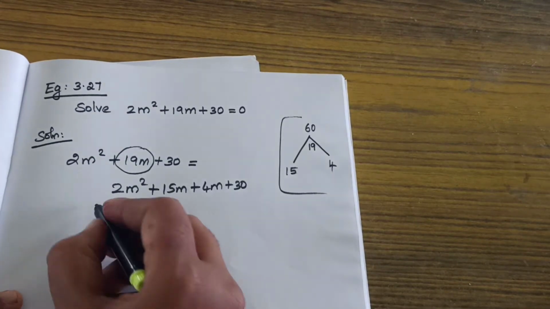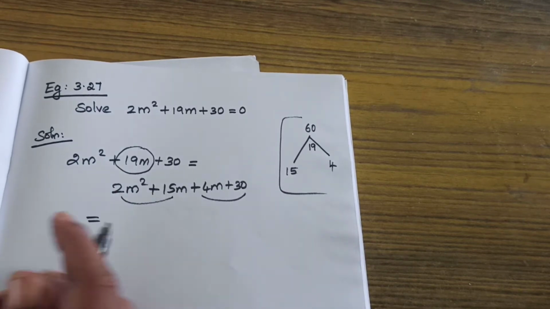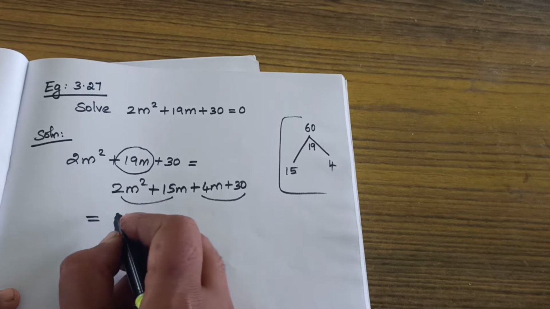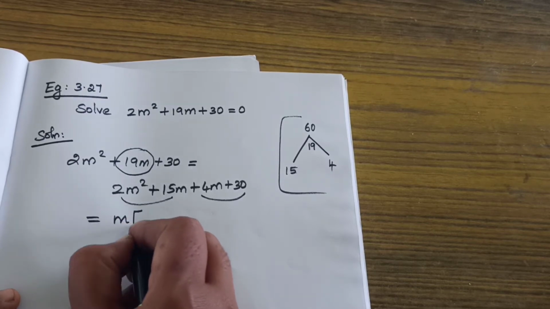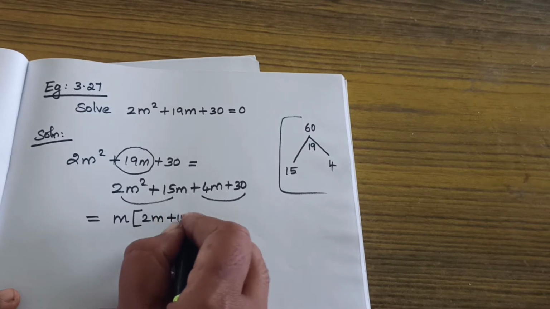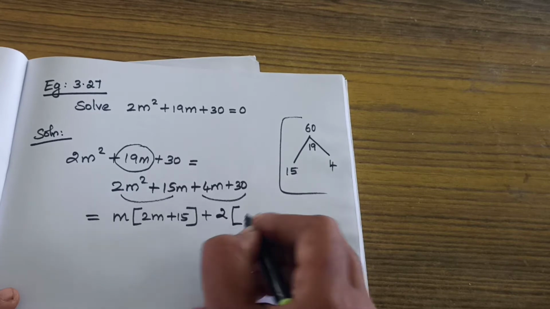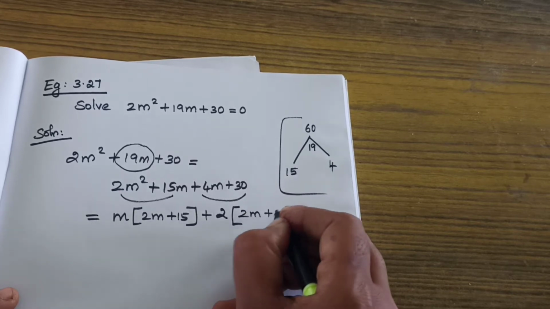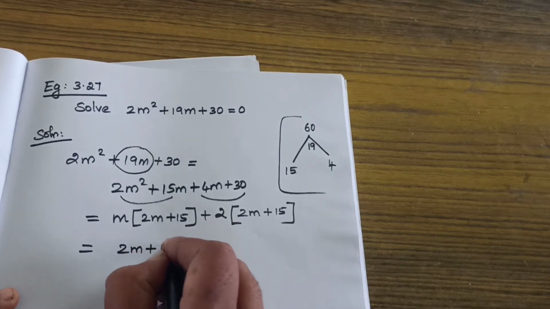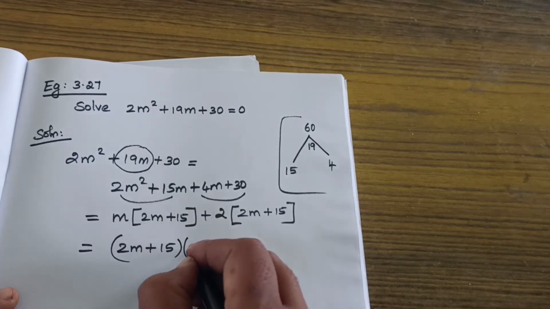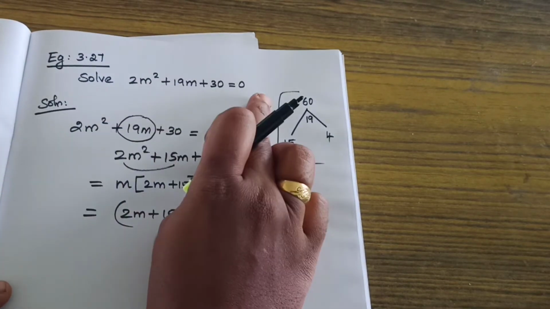Got it? You need to take 2 terms, combine them and separate the common terms outside. So here m is the only common term. If I take m common outside, 2m + 15, and here also I am taking 2 as common. So 2m + 15, and then here also 2m + 15 is common, no? So after that, m + 2.